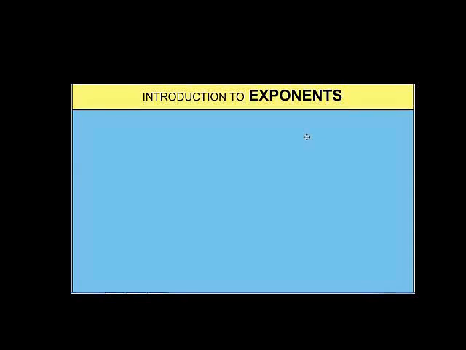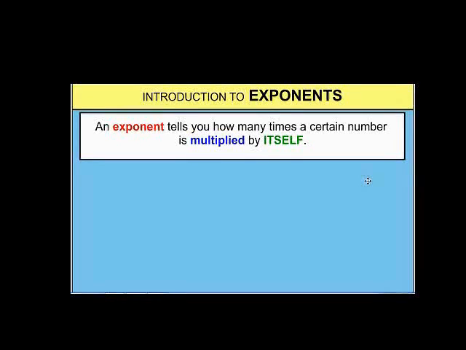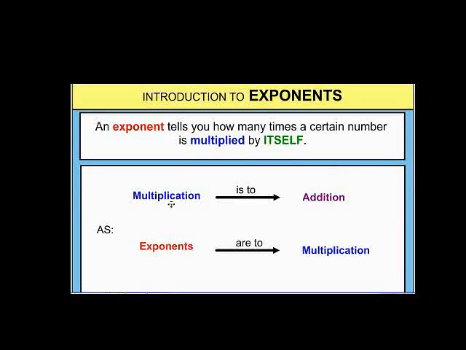Alright, so what are exponents? Well, an exponent tells you how many times a certain number is multiplied by itself. And to explain this in a bit more depth, I'm going to look at an analogy. I'm going to connect it to something that you should be familiar with, which is multiplying. And I want to say that multiplying is to addition as exponents are to multiplication. That's usually a mouthful, so I'm going to say it again, and then I'll go over it a little bit. So multiplication is to addition as exponents are to multiplication.